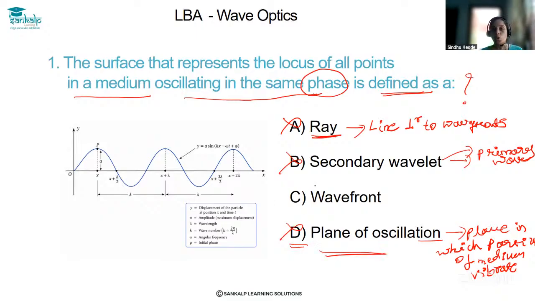So option C is the correct answer, that is wavefront. In a wavefront, all points in a medium oscillate in the same phase. So this is called a wavefront. Option C is the correct answer.